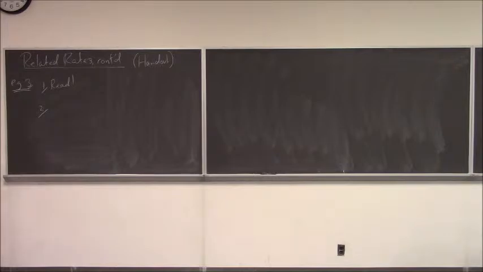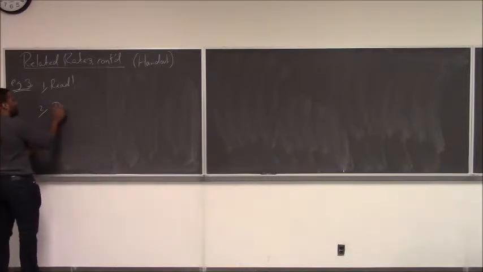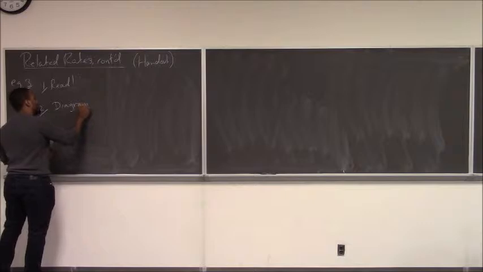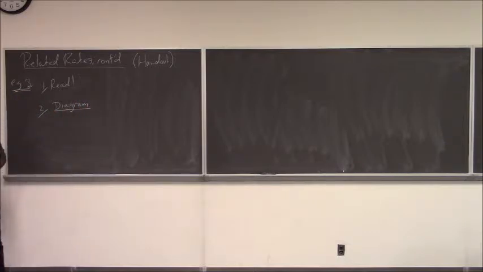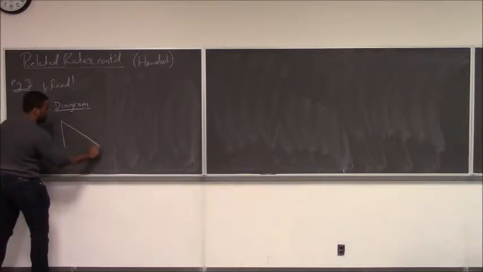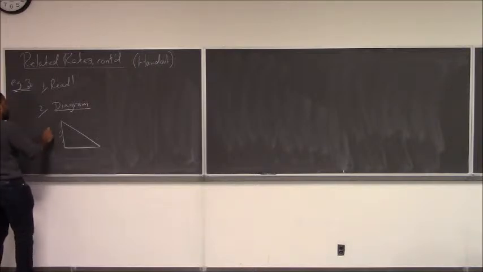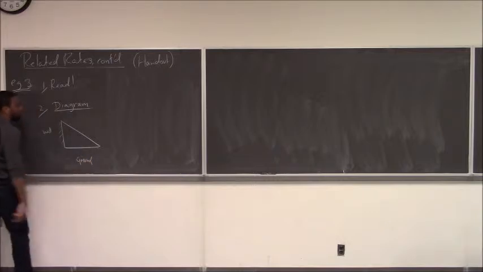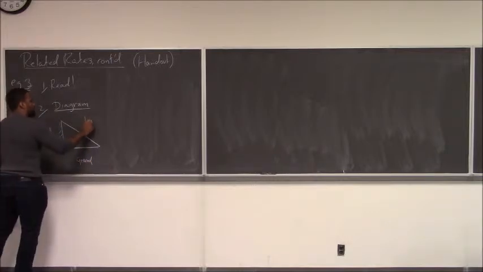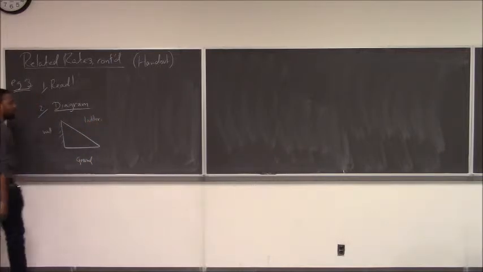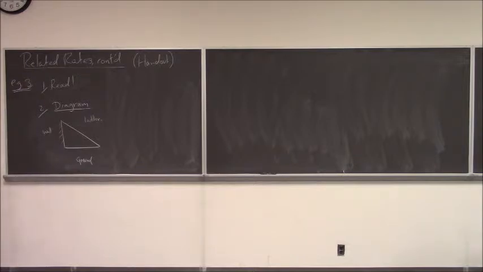So that is the situation. So what would you say the diagram is here? Oh, right triangle. It's going to be a right triangle, right? Where over here, this represents the wall, over here is the ground, and over here is the ladder. Okay, label the diagram. How would you label this diagram?